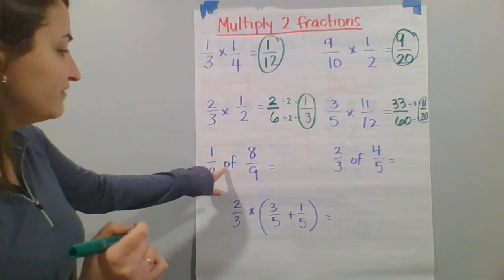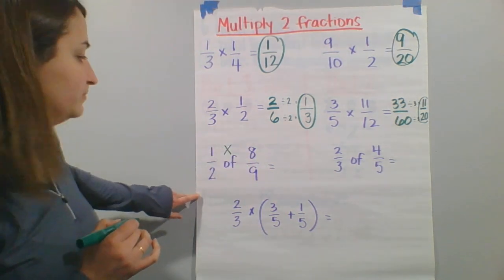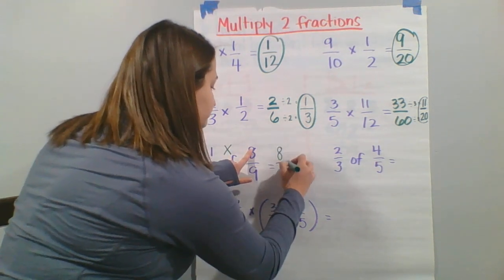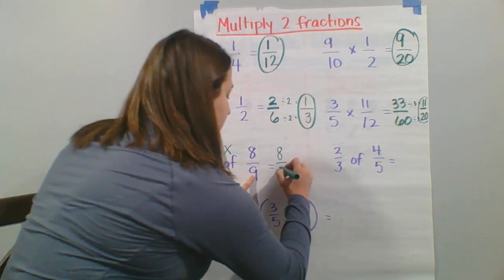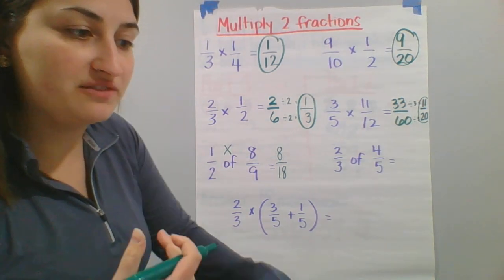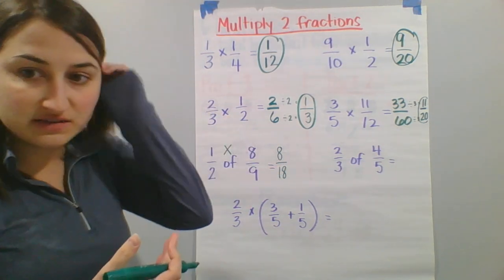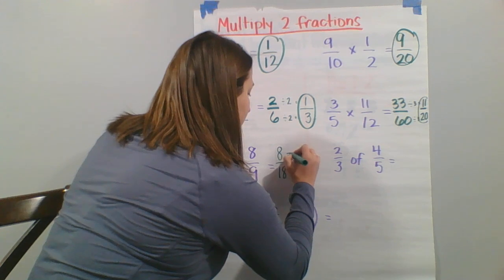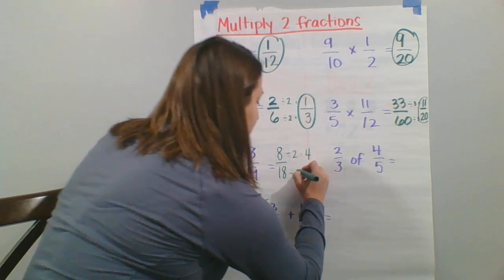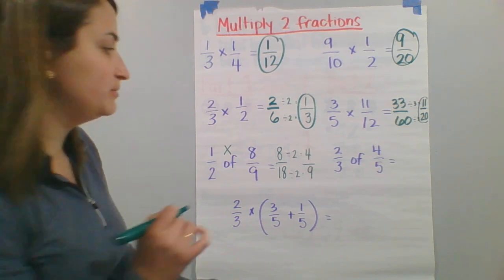Down below, we have 1/2 of 8/9. We know that that word "of" represents multiplication. So we're just multiplying straight across like normal. 1 times 8 is 8. 2 times 9 is 18. And then I want to ask myself, can I simplify this problem? Are they both even numbers? Yes. So then I know I can divide at least by 2. 8 divided by 2 is 4. 18 divided by 2 is 9. So then my answer would be 4/9.